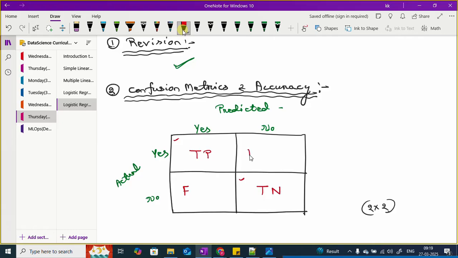Try to see the technique. Why is this true? Because both are matching. Here false, because both are not matching: here no, yes, here yes, no. Fine. Now what will I put, positive or negative? My actual value is yes, so true positive. Here my actual value is no, so false negative. Typically, we call this one type 1 error.